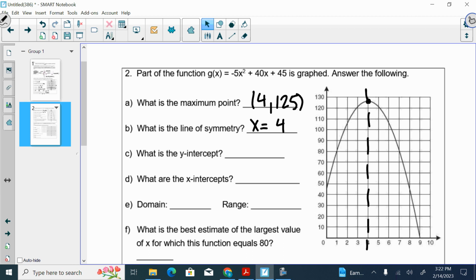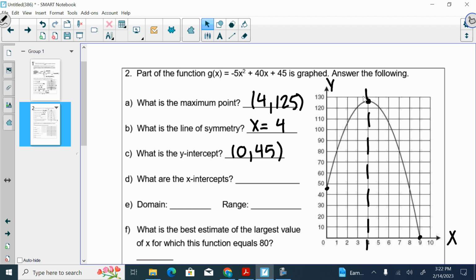Okay. Then it says the y-intercept is what? So y-intercept is where it touches the y-axis. Okay. Here's my y-axis. So this looks like where it touches that line. Where is that point at? Right. So the x value is 0. Y value 45. All right. Then it wants x-intercepts. That's where it touches the x-axis. Good. Okay. So x-axis is down here. How many places does it touch that line?